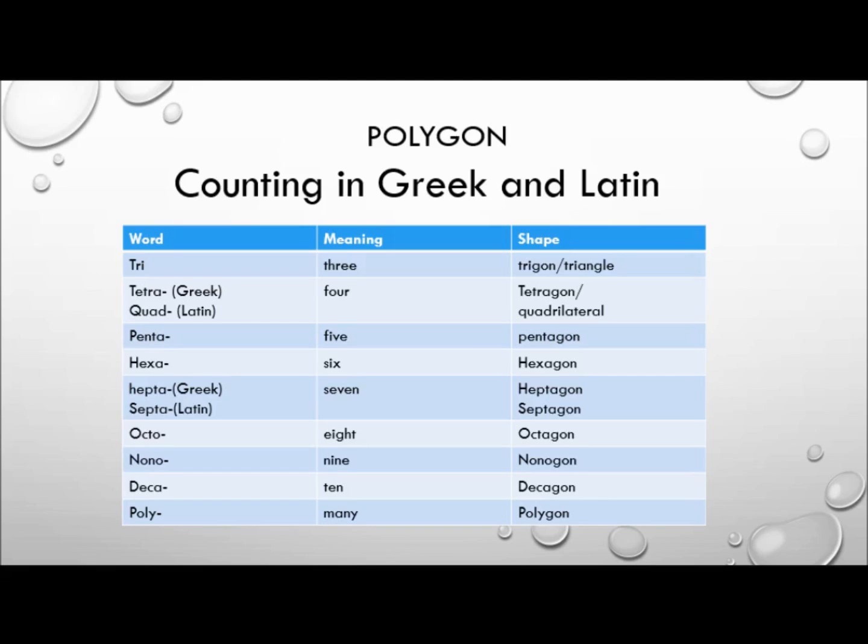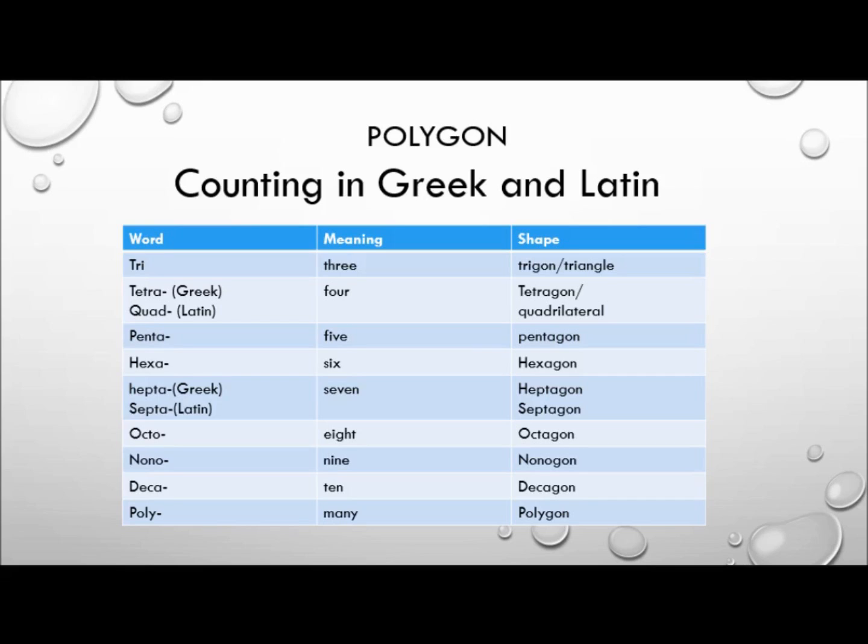The word tetra in Greek and quad in Latin both mean four. So a tetragon or quadrilateral has four angles and four sides. The word penta means five, so a pentagon has five sides or five angles. A hexagon similarly has six sides and six angles, and hexa is Greek for six.